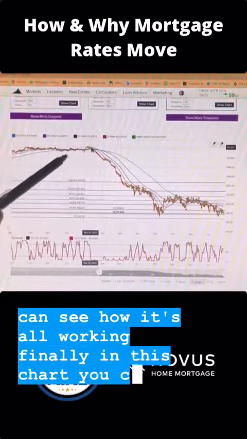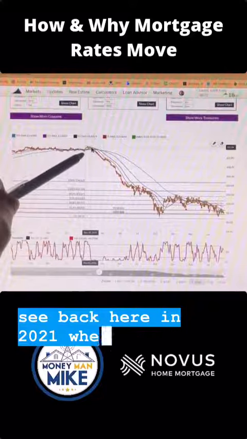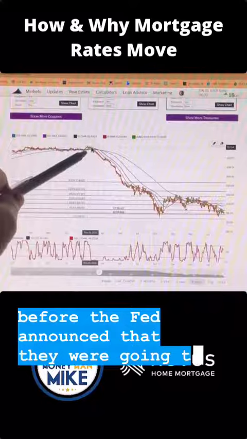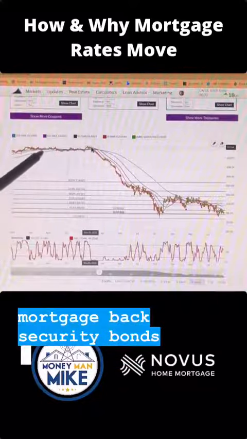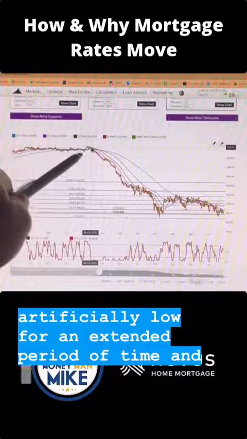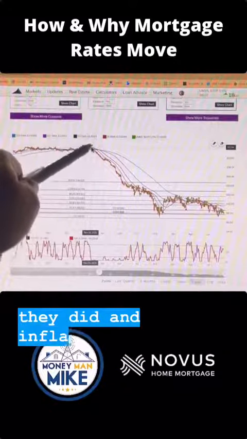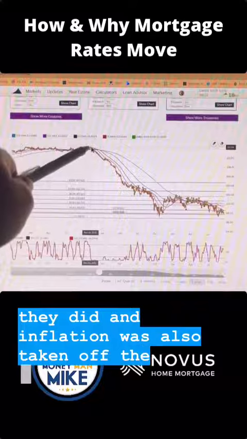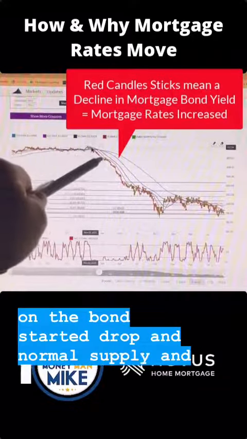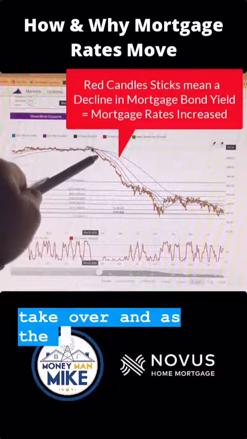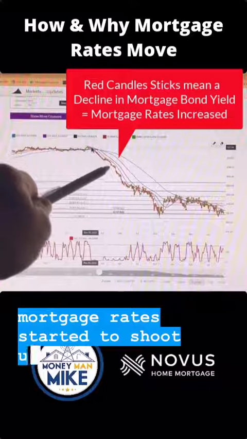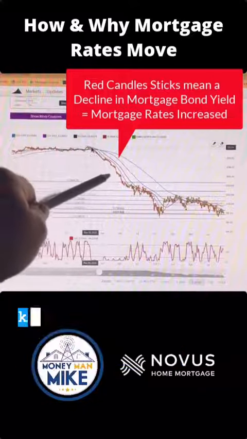Finally, in this chart, you can see back here in 2021, when rates were still in the threes, right before the Fed announced that they were going to stop buying mortgage-backed security bonds, which kept mortgage rates artificially low for an extended period of time. And then once they did, and inflation was also taken off, the mortgage yield on the bonds started to drop, and normal supply and demand had to take over. And as the yield on these bonds dropped, that's why mortgage rates started to shoot up and spike. And you guys know the rest of the story there.